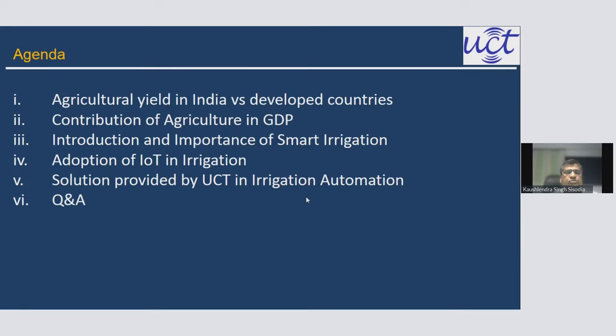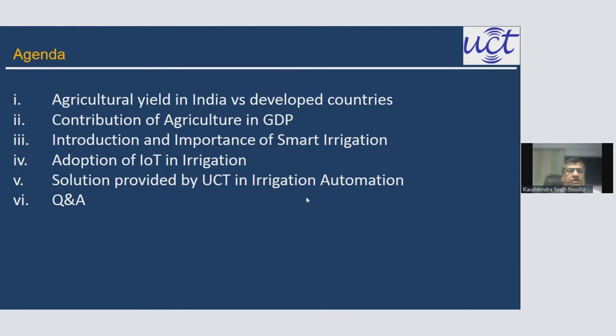And the solution provided by Uniconverge Technologies in irrigation automation. Uniconverge is basically an industrial automation company where we are giving solutions in Industry 4.0. We are leveraging the latest technology like IoT, machine learning, and data science, and we are developing IoT gateways and devices. We are also providing the complete dashboard. So we provide an end-to-end solution for industries, as well as smart systems that can be used in smart cities and smart industries.